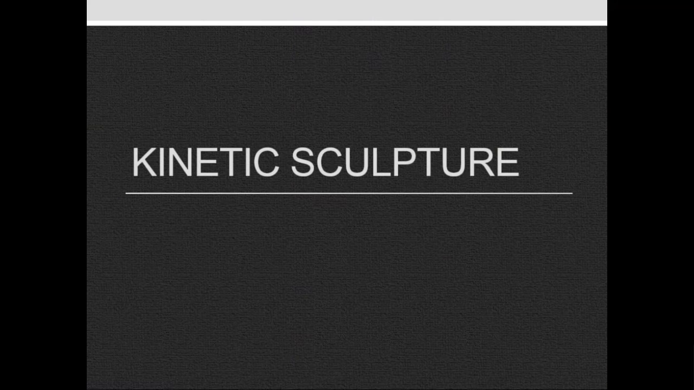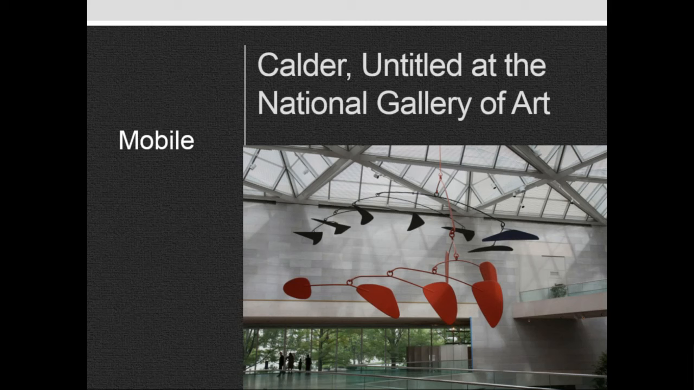You also can look at kinetic sculpture and speak a little bit about kinetic sculpture. Kinetic means to be in motion. So the best example I have for you there are the mobiles that were created by Alexander Calder. And this is the one that's at the National Gallery of Art in DC.